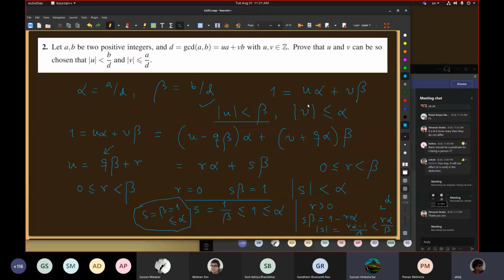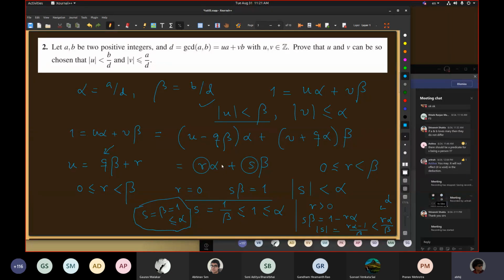Sir, here we only proved s less than alpha, but we don't know whether s is greater than v or less than v. So, did we prove that v less than a by d, alpha is right? Yes, sir. But we proved that s is less than alpha, not v is less than alpha. Here, s is v plus q alpha. Okay. Now look at this. This is now my new u. This is now my new v.